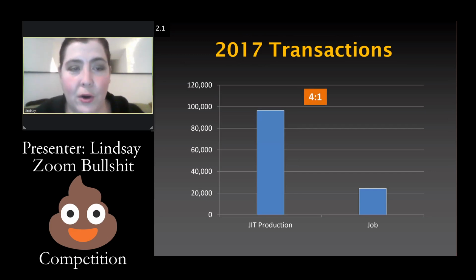4-to-1 ratio of JIT to not JIT. That is a bad JIT ratio. That is not good, in case you didn't know. And if anyone here is a moron, unlike Gary, great. Next slide.